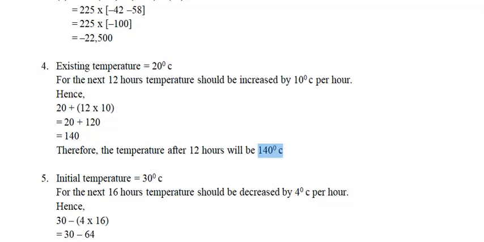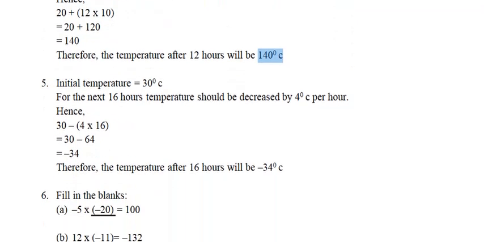Now in question number 5, a coolant unit requires the temperature to be reduced by 4 degrees Celsius every hour. The initial temperature is 30 degrees Celsius. What will be the temperature after 16 hours? Now this question number 5 is just the opposite of question number 4. In question number 4, we had to increase the temperature, but in this particular question, question number 5, you have to reduce the temperature by 4 degrees Celsius every hour.